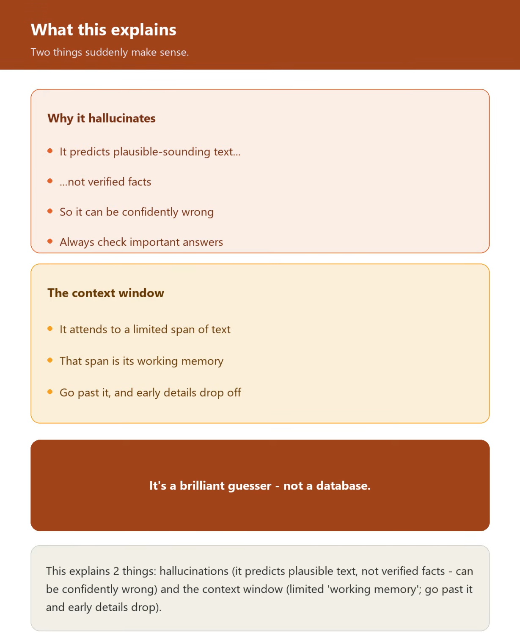2 things this explains. Hallucinations: the model predicts plausible-sounding text, not verified facts, so it can state wrong things confidently. And the context window: it can only attend to a limited amount of text at once, that is its working memory. Go past it, and earlier details drop off.